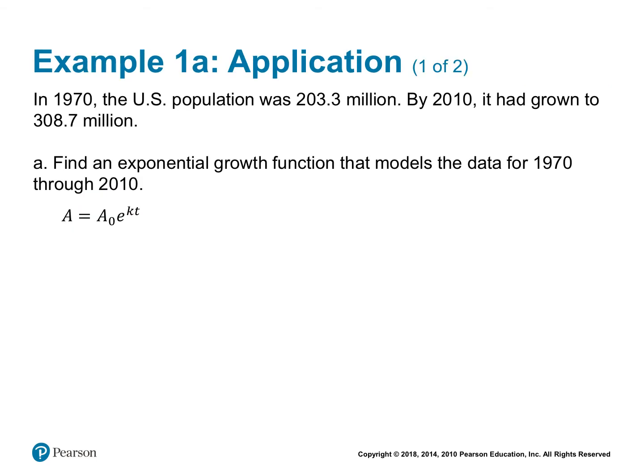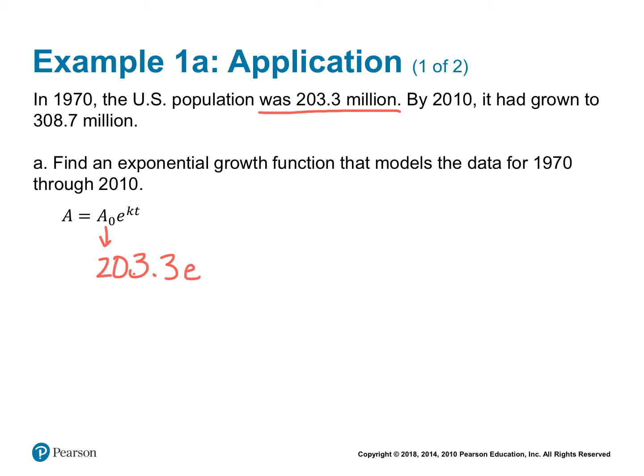So it says in 1970, the U.S. population was 203.3 million. By 2010, it had grown to 308.7 million. First, we're going to find an exponential growth function that will model the data for 1970 through 2010. Then we can use that to help us find other years. So let's start by filling in what we do know. We know that it was 203.3 million, so this is the original amount. Since we're talking about millions for both, we'll just leave it without the label. The e is going to stay the same.